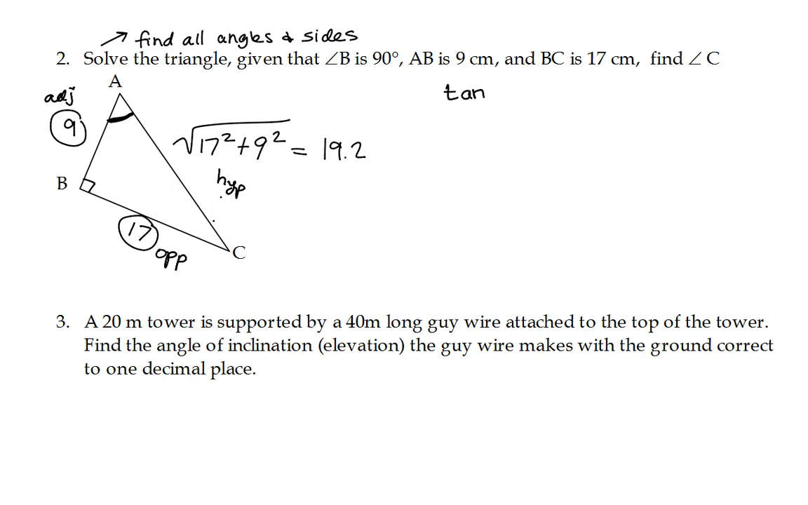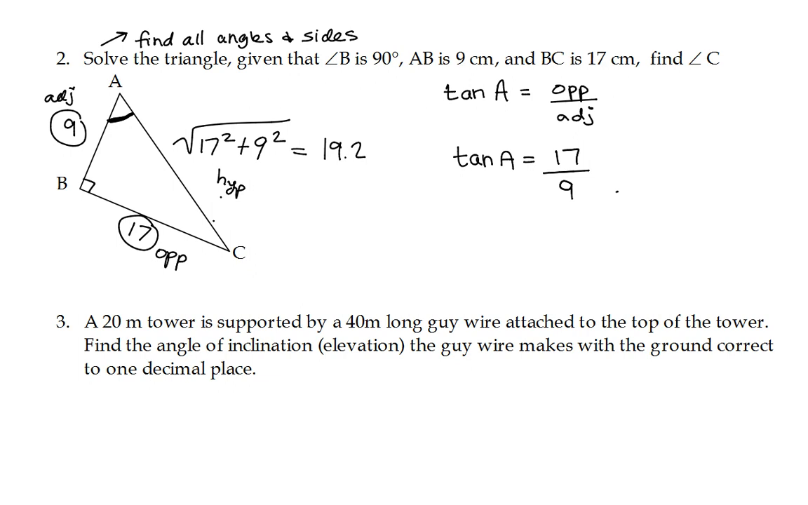What goes next to the tangent? The angle, right? So let's go capital A there because that's the angle over at capital A. And we will use op over adj. That's the formula. Plug in what you know. Op is 17 and adjacent is 9.